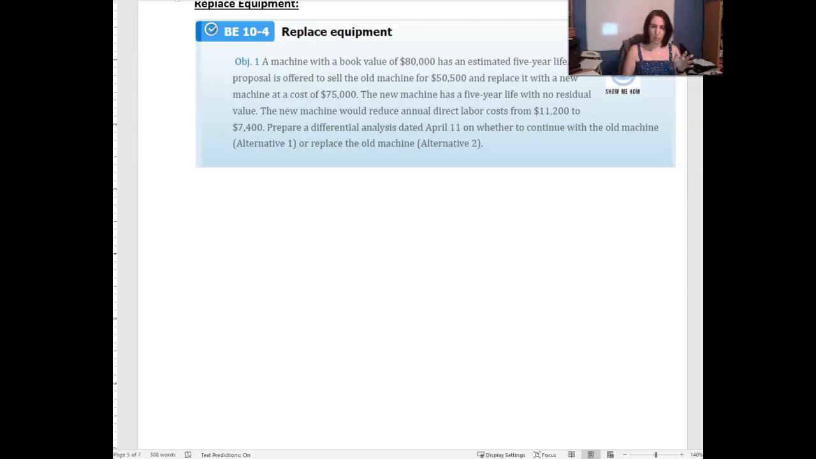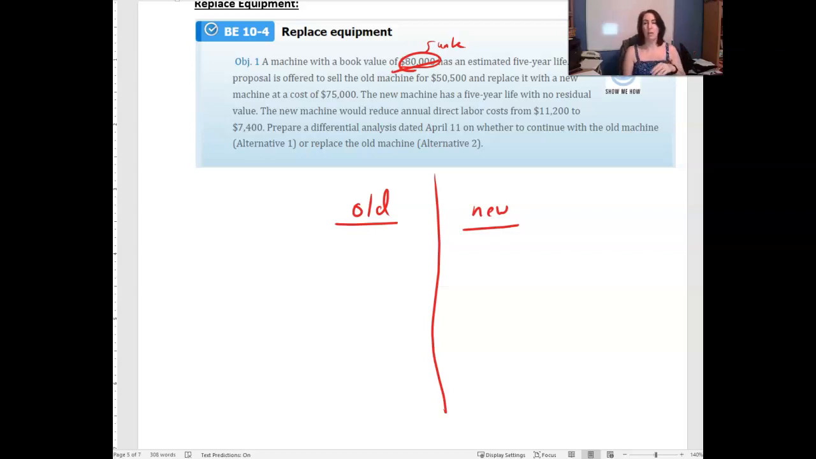Okay, so really what's our decision here? Our choice, our differential analysis, is really simply old machine, new machine. That's our comparison. And I just want to read through this again for a second, at least the very beginning. A machine with a book value of $80,000. Guess what that is? That's a sunk cost. I don't care. So let's just pull that number out of there. I just want to cross it off and not even think about it. All right, so now let's start looking at these numbers.